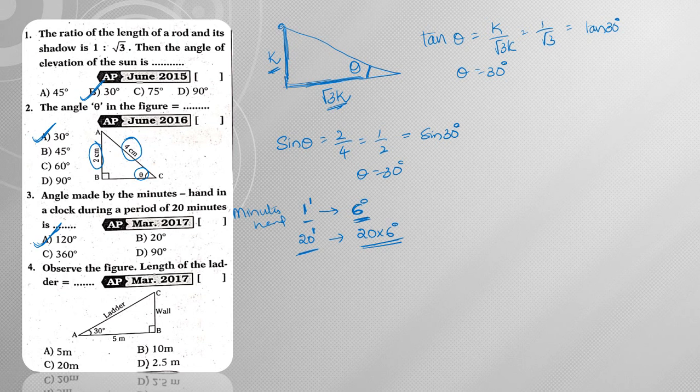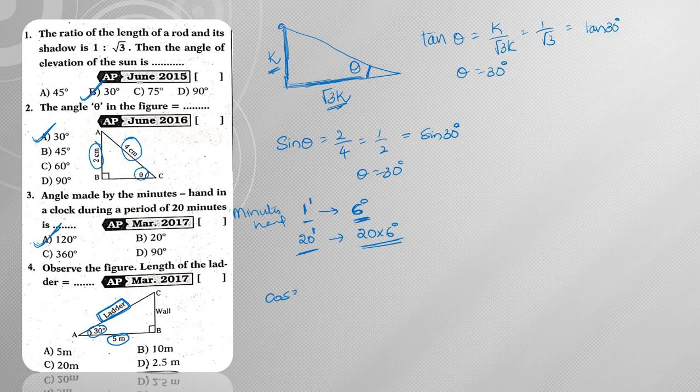Next, observe the figure. The length of the ladder is asked, so you need to find out the length of the ladder. Now if you observe the figure, what are the things that are given? The angle is given. To this angle, this is the adjacent side, and he is asking you to find out the length of the ladder, right? So the length of the ladder is nothing but the hypotenuse. Adjacent and hypotenuse comes in cos theta.